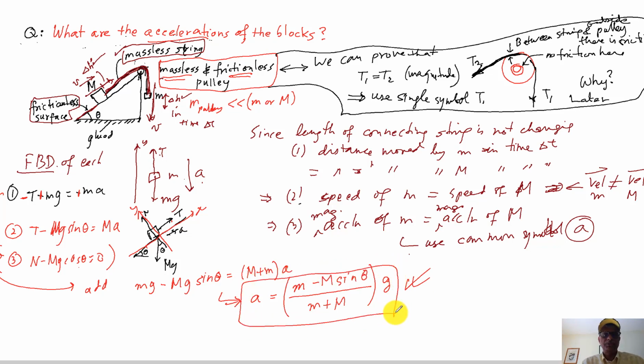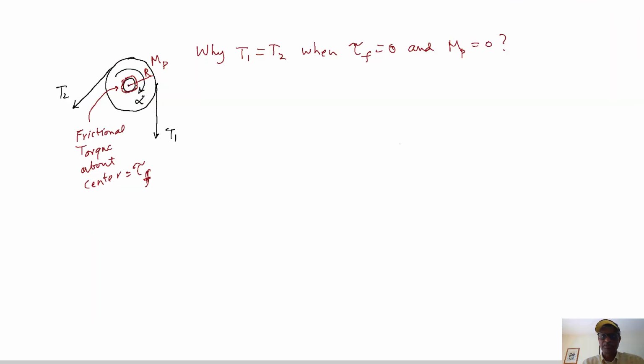Okay, so I'm going to pause here, and this completes the problem, and I'm going to have a couple more minutes later to address this question. Okay, so welcome to the answer part of why the tensions have to be equal when the pulley's mass is 0.